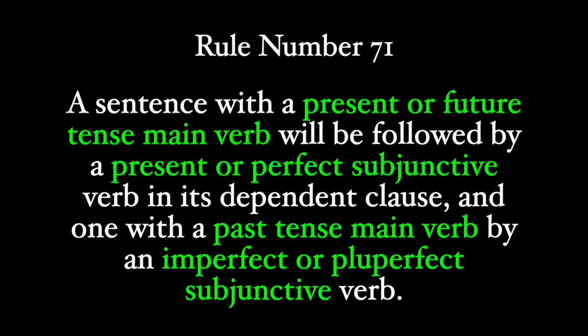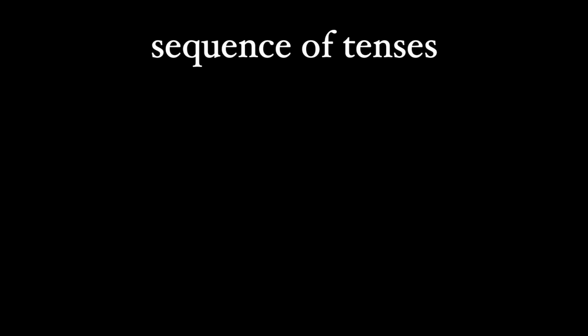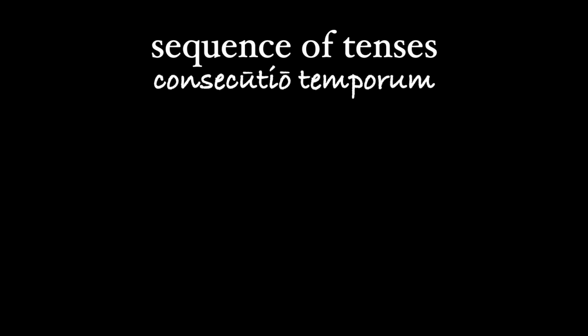Rule number 71. A sentence with a present or future tense main verb will be followed by a present or perfect subjunctive verb in its dependent clause, and one with a past tense main verb by an imperfect or pluperfect subjunctive verb. This is the topic of sequence of tenses, or consecutio temporum in Latin.